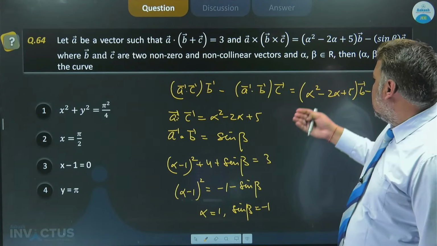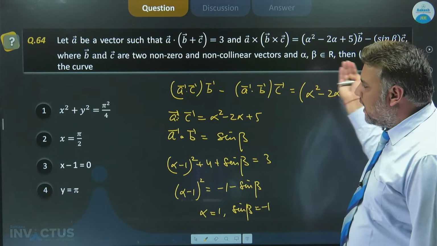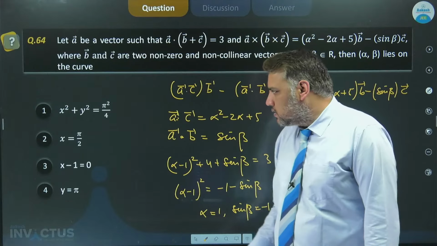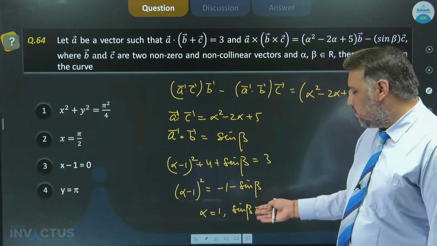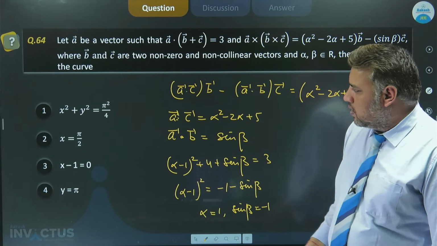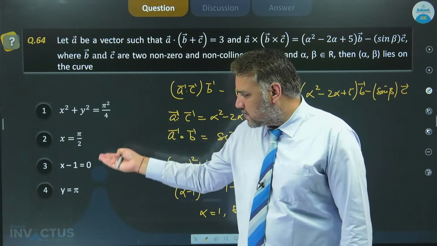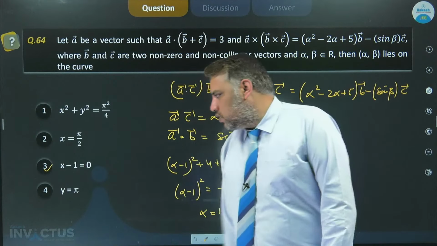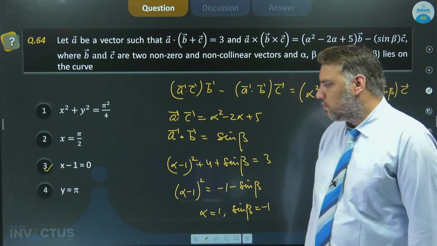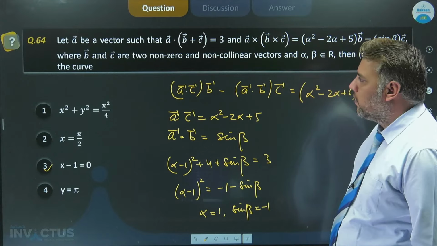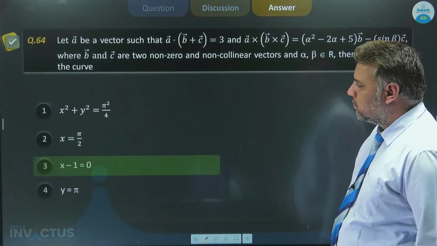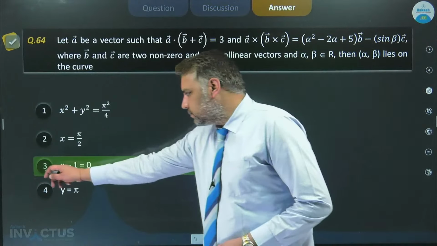We are asked on which of the following curves the point (alpha, beta) lies. Obviously, if alpha is 1 and beta is 2n pi minus pi by 2, then this will satisfy the curve x is equal to 1, that is alpha is equal to 1. So the answer must be 3. 3 is the correct answer.